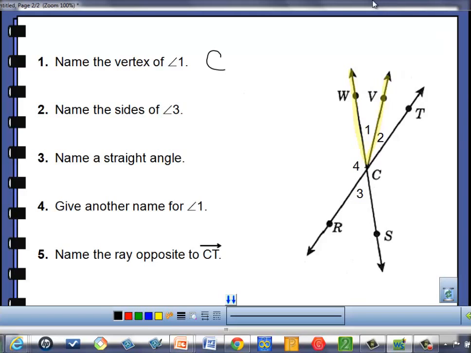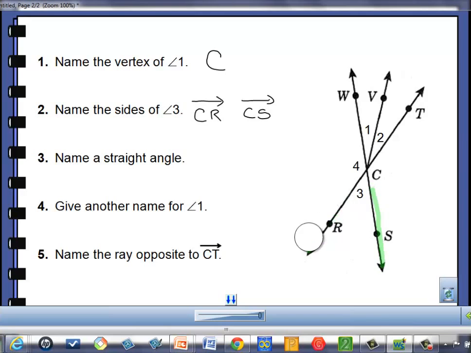If you are asked to name the sides of angle 3, first locate angle 3. And I'll trace that one in green. Angle 3 is this angle right here. If you want to shade inside, you can, but the sides of the angle go around the 3. Sides of angles, remember, are rays. A ray is named starting at the end point and going out toward the arrow. So the two sides of angle 3 are ray CR and ray CS. Notice when you name the sides, you'll always start with the vertex letter.